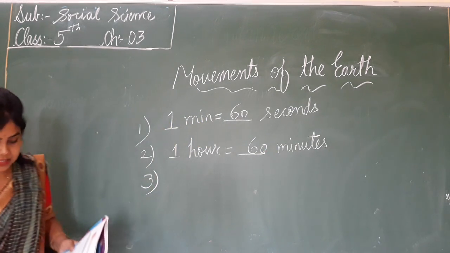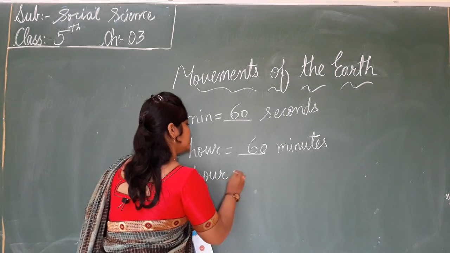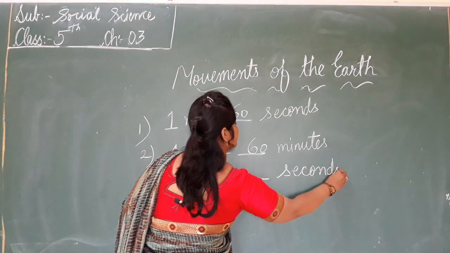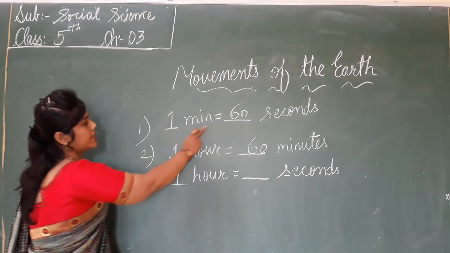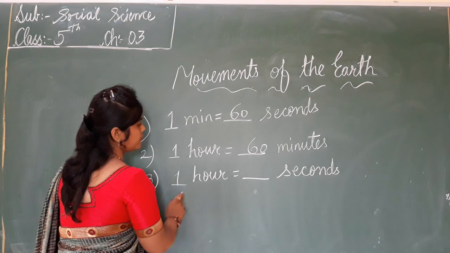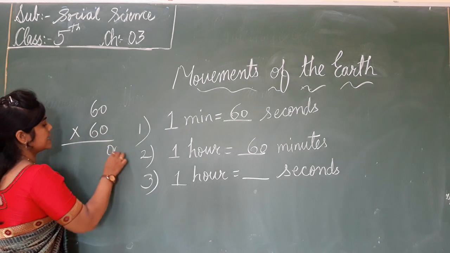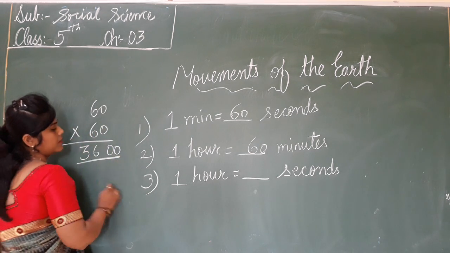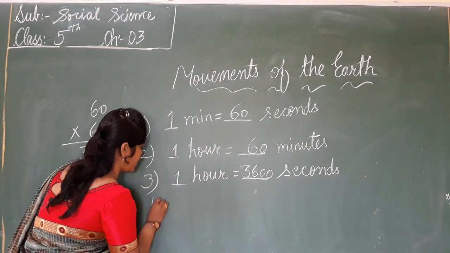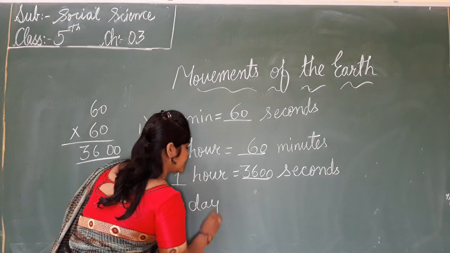Now the third one: 1 hour is equal to how many seconds? In 1 minute there are 60 seconds, and in 1 hour, 60 into 60, that is 3600 seconds.